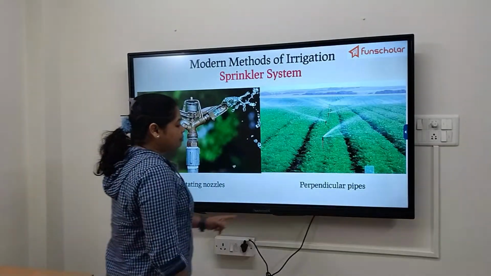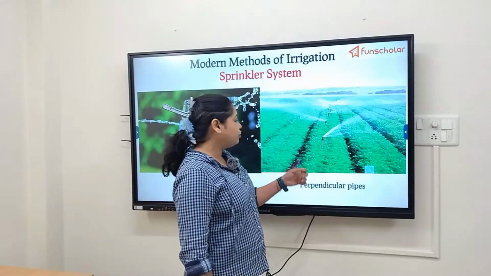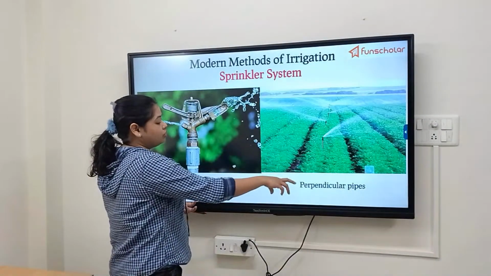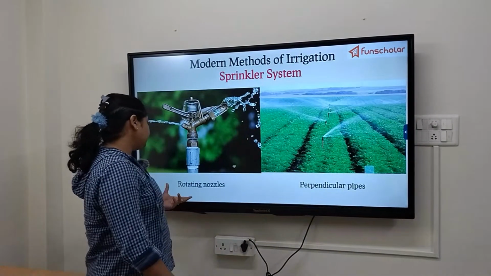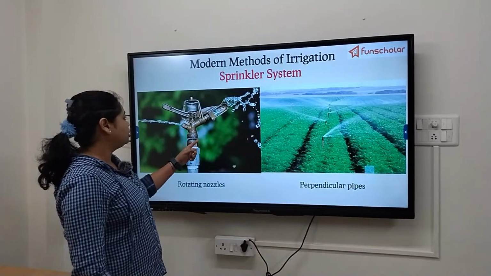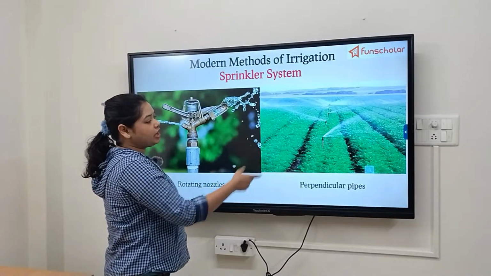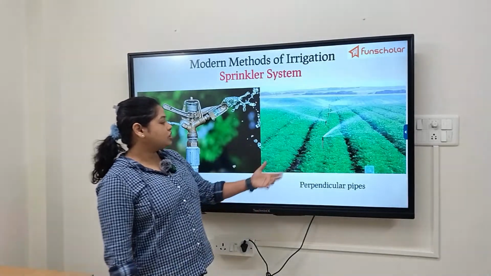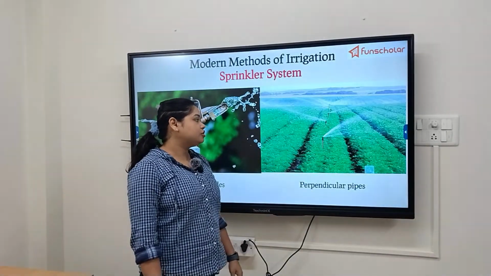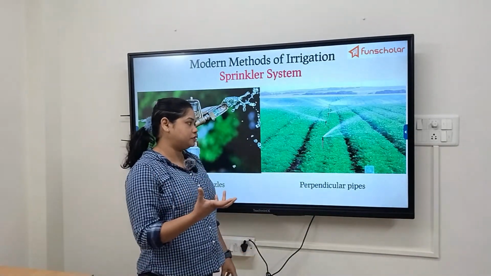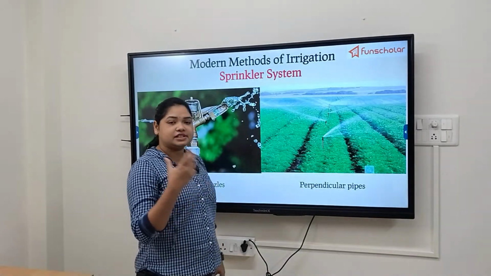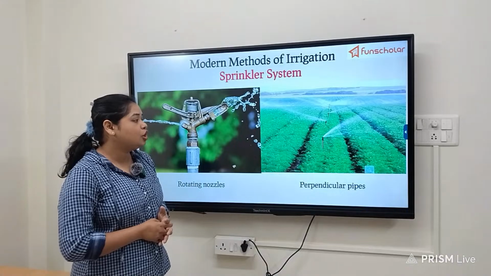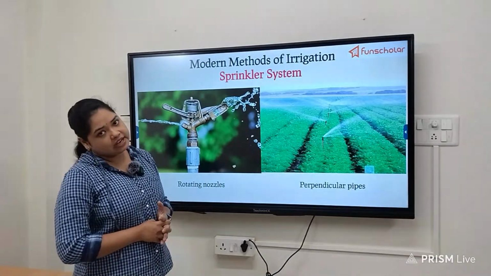It consists of perpendicular pipes which are positioned in the fields, and on the top of the perpendicular pipes there lie rotating nozzles which will rotate and supply water surrounding the pipe. You can watch this in this image. So therefore, all the crops, all the plants surrounding the perpendicular pipe or the sprinkler system as a whole will be irrigated at a time.